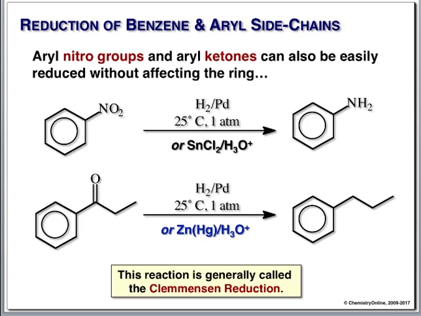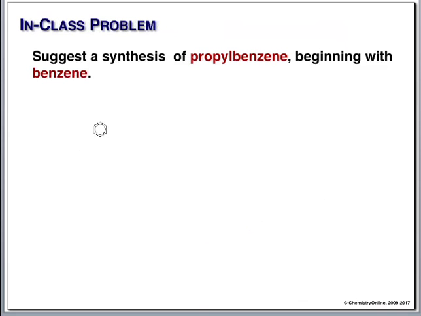Zinc mercury amalgam in acid, wonderful for converting an aryl ketone to a simple CH2 group. Now, why is that so useful? Remember, not too long ago, I asked you to take benzene and make propylbenzene, right? We said we couldn't do this because the carbocation would rearrange, and we would make the isopropylbenzene instead.